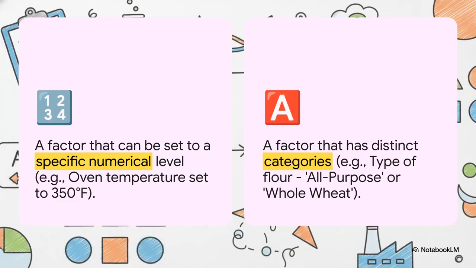We can break this down even further. Our treatment factors, the things we control, can be split again. They can be quantitative, which is anything you can measure with a number, like oven temperature, or they can be qualitative. These are distinct categories, not numbers. Think using all-purpose flour versus whole wheat flour.